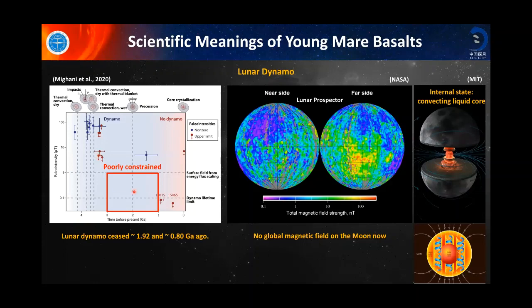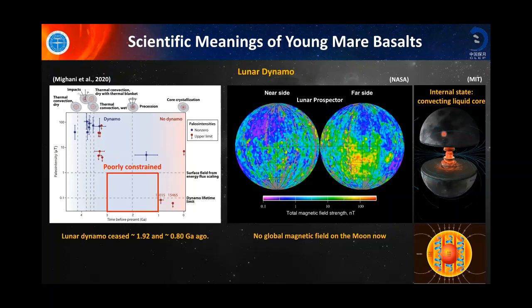And we can know better the cessation time of the lunar magnetic field, the lunar dynamo. Our current understanding is that it ceased between 1.9 to 0.8 gigayears ago. It's not a very good constraint. What's more, when we study these samples, we can know better the internal state of the lunar interior, because the lunar dynamo was generated by a convecting liquid core.